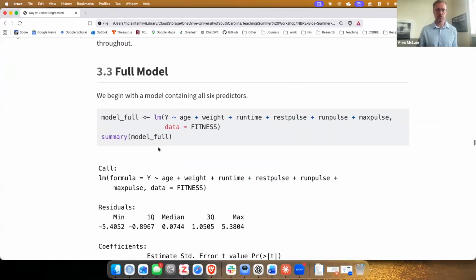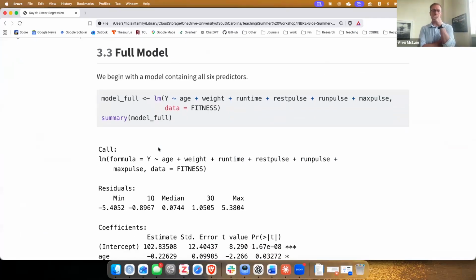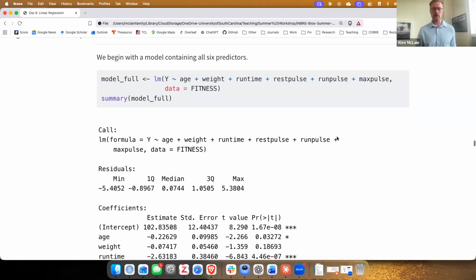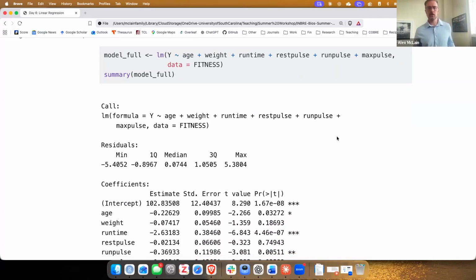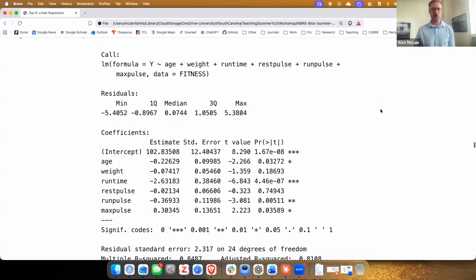I'll just go to the full model. So the first model that we're going to fit, we're going to have all 6 predictors in there. So we're going to explain this VO2 max with age, weight, runtime, resting pulse, run pulse, max pulse. I use data equals fitness, and the summary of the full model here.